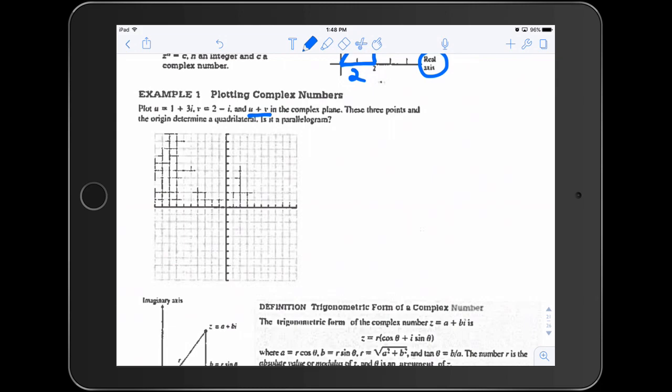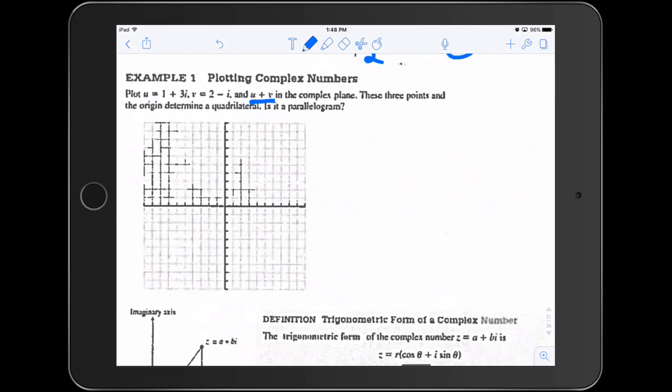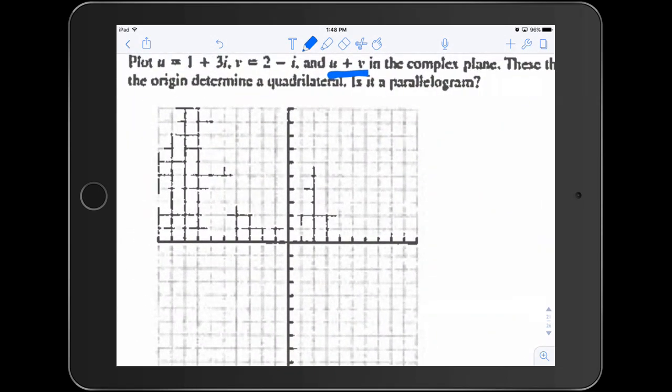So the first thing is that we can clearly plot 1 plus 3i, and I'm going to really make this much bigger because I'm going to have a hard time seeing this here. 1, 2, 3i, here we go. And I'm going to just say again that this is the real axis. This is the imaginary. Okay, so that point right there is the u point. Then we have 2, negative 1. That's going to be right here, which is the v point.